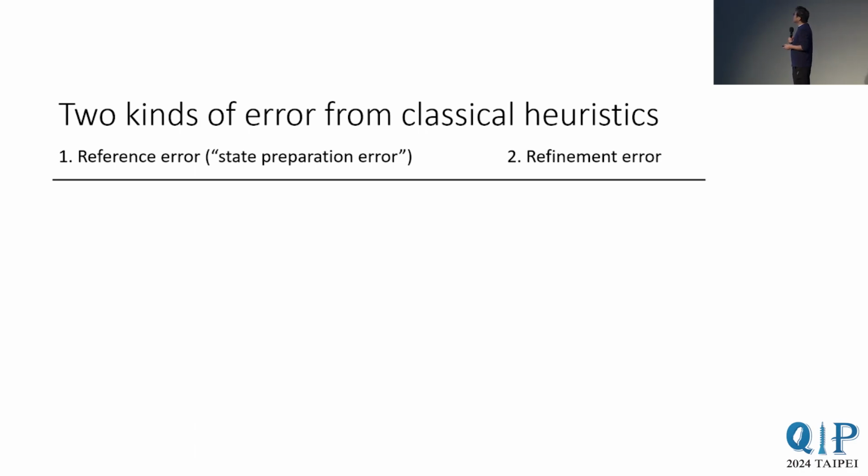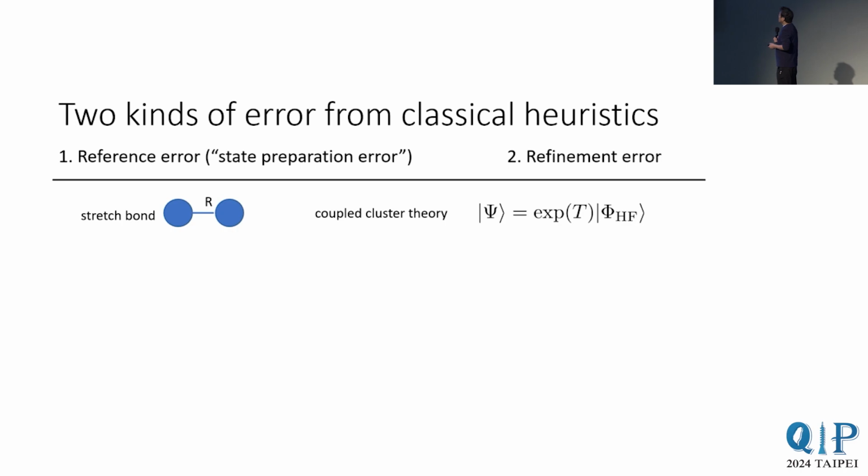And to illustrate these two different kinds of error, let's look at a heuristic simulation of the potential energy surface of a diatomic using coupled cluster theory. And coupled cluster theory, as you recall, needs some starting point, some particular mean field starting point, and then you solve for this exponential operator, which improves the starting point or refines it to give you the correct wave function.